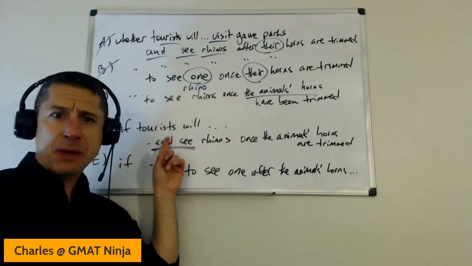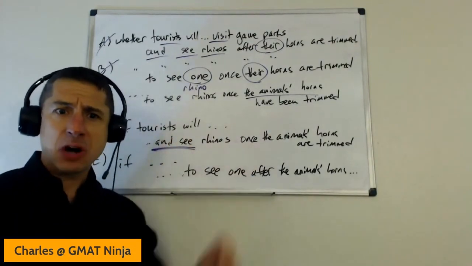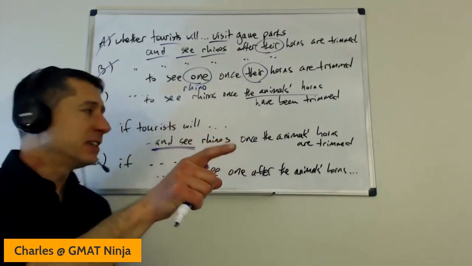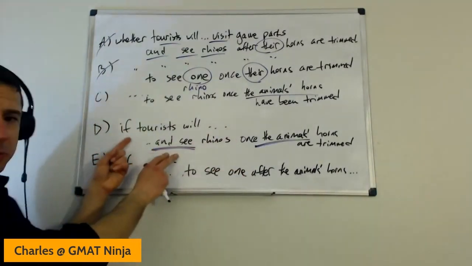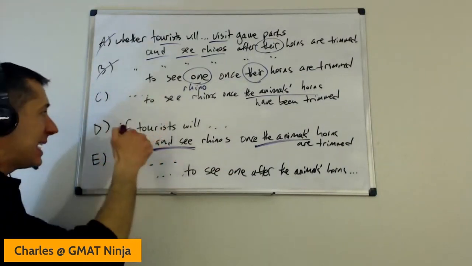So here, parallel, not grammatically wrong by any means, but it also doesn't make sense. Why are we talking about it that way? Why are we saying that tourists will visit game parks and tourists over there are going to go see rhinos? Nonsense. I'm good here with the once the animal's horns are trimmed. I'm totally comfortable in this case saying that D is inferior to C.